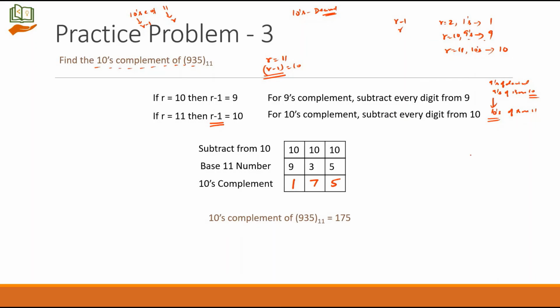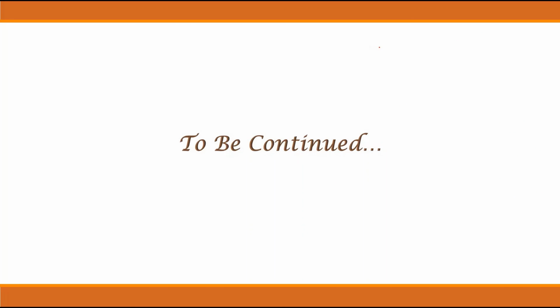So understand this, whenever they say decimal number, r will be 10, r minus 1 will be 9. When they say it's a binary number, r will be 2, r minus 1 will be 1. When they say a base r number, then this is going to be r, this is going to be r minus 1. Here r is 11 means this is 11 and this is 10. So we have covered r's complement and r minus 1's complement in this video. In r's complement we discussed tens and 2's complement. Similarly in r minus 1's we discussed 9's complement and 1's complement.